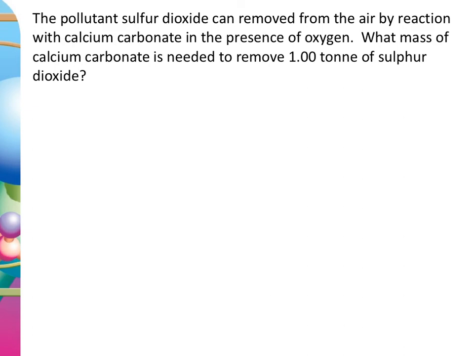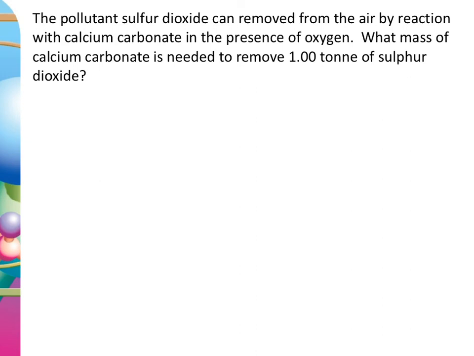But just notice that if you read the text, it says sulfur dioxide is removed from the air by reacting with calcium carbonate in the presence of oxygen. So actually our reactants are going to be calcium carbonate, sulfur dioxide and oxygen. So when you write your balanced equation, please bear that in mind. And this is a neutralization reaction actually. Calcium carbonate is a base, sulfur dioxide is acidic.